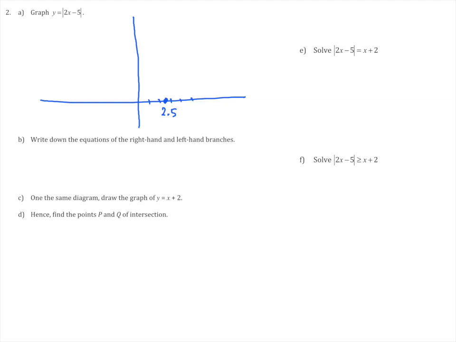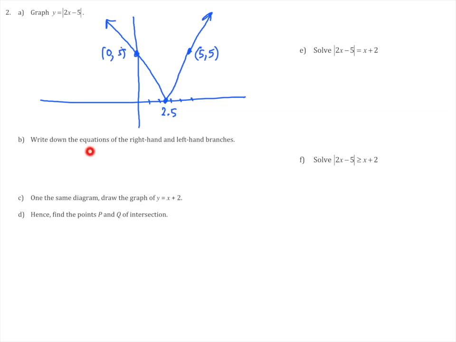And when x is 0, y is going to be 5. Let's make that 5 up there. So this is a straight line, it's a V graph. And that there is at 2.5, 0, and that's at 0, 5 there. So there's my victory graph, my V graph.